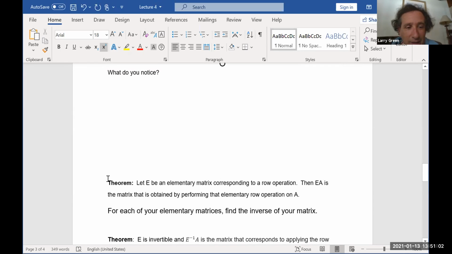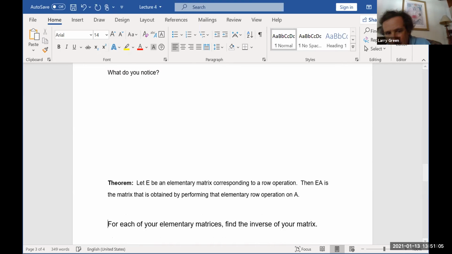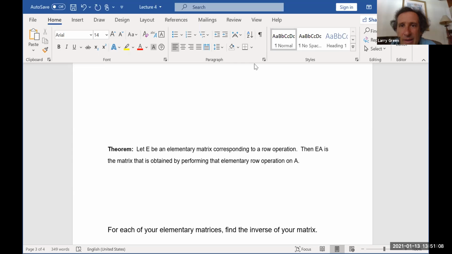So now what I can do is take what we learned and write it down. There's a theorem. It says, let E be an elementary matrix corresponding to a row operation. Then E times A is the matrix that is obtained by performing that elementary row operation on A. Any questions on the theorem? How would you prove this theorem? What we just did.